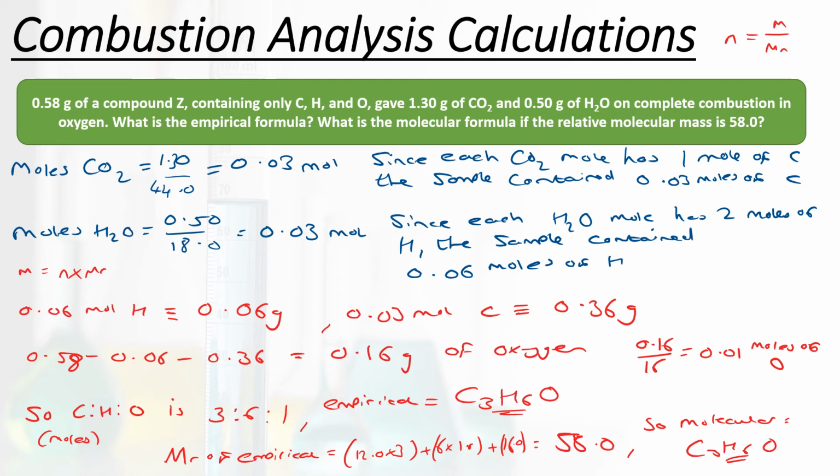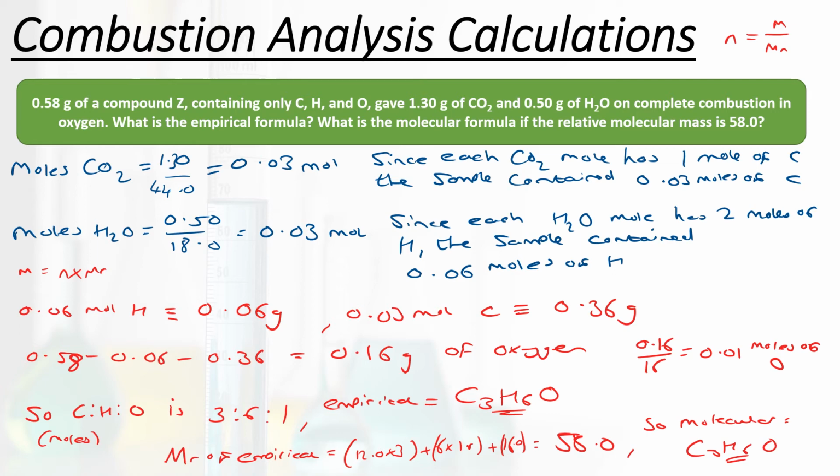And in doing that, we find that we have 0.06 grams of hydrogen and 0.36 grams of carbon. And like I said in the previous example, if we have percentages, we have to make sure they add up to 100%. If they don't, whatever's missing is oxygen. The same in this question here: if this doesn't add up to the 0.58 grams we started with, then whatever is left over must be the oxygen.